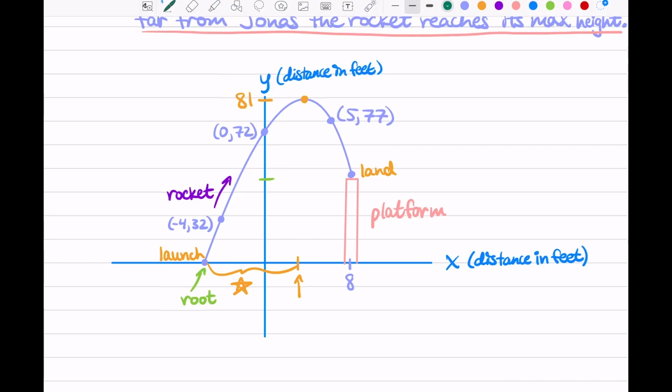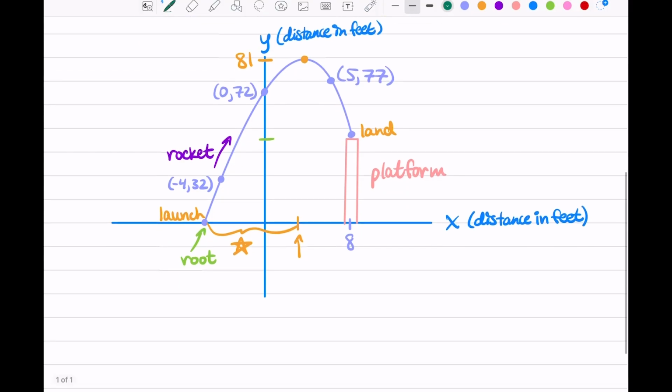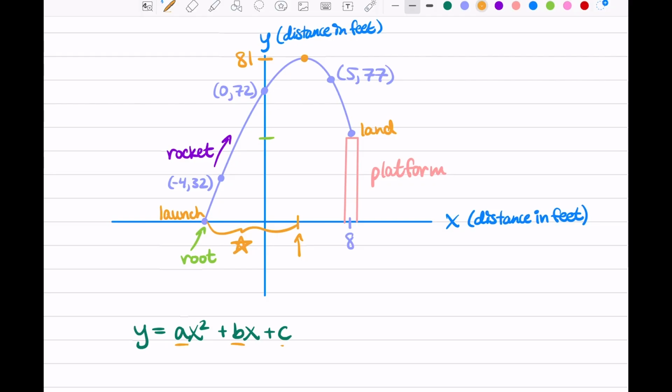First, we want to find the height of the platform. And we're dealing with a quadratic equation, but we don't have the equation. So let's start off with the general form. In general, y equals ax squared plus bx plus c. So we're being asked about a quadratic equation, so our first step needs to be to figure out the quadratic equation, which means figure out these coefficients. And how can we do that?